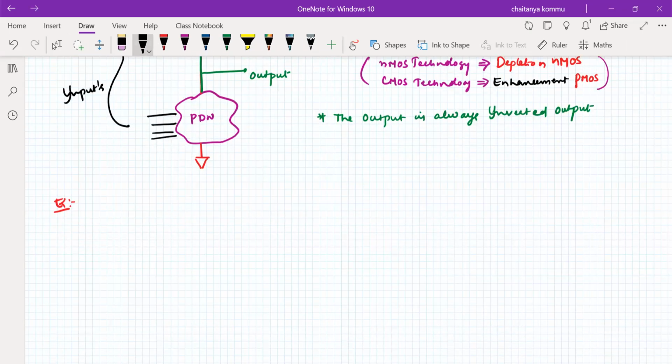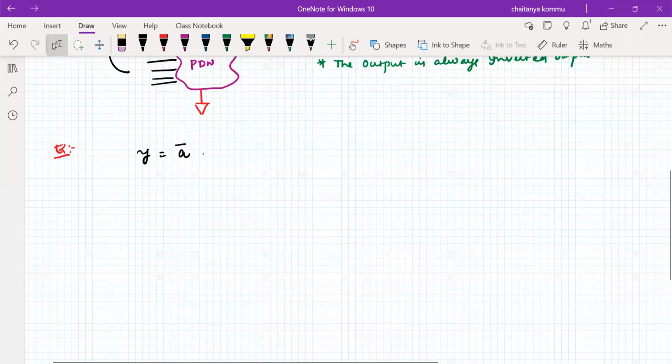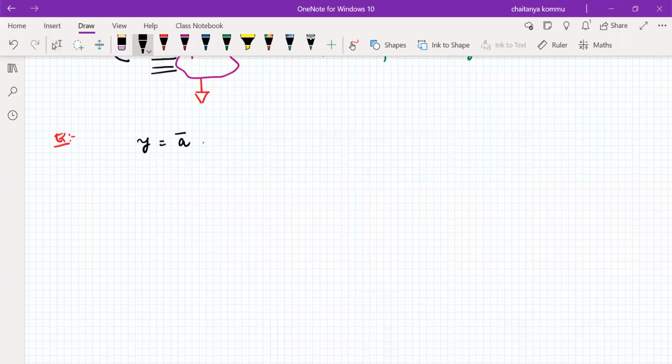For example, I want to implement y equal to a dot b whole bar, which as you know is a NAND gate. First, let us implement a simple NOT gate. A simple exercise: y is my output, defined by the complementation of the input, y equal to a bar. How do we do this by using NMOS technology? Let us write first. There will compulsorily be a question in your examination on implementation of the circuit, maybe 6 marks or 12 marks, so please concentrate on this. Very easy. The first one is NMOS technology.